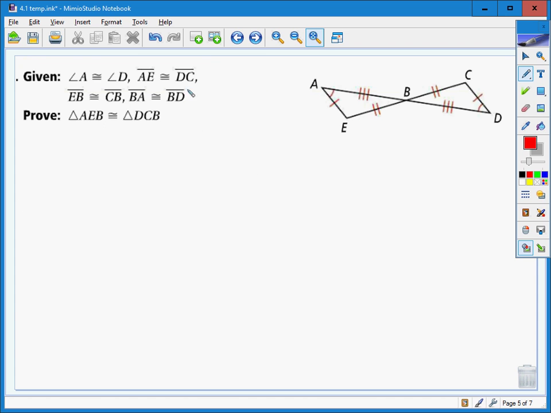So, I want you to go ahead and write all of this down. The given, the prove, and draw the little picture. Draw the picture just like you see it with the marks that are in it. Doesn't have to be super accurate.